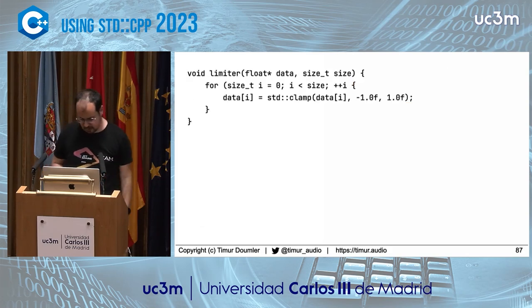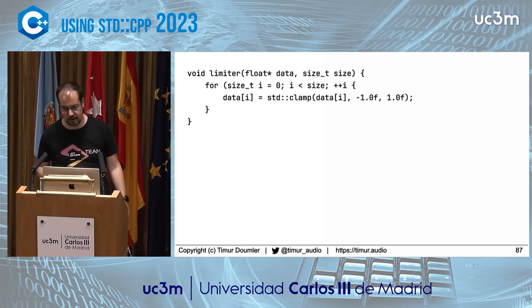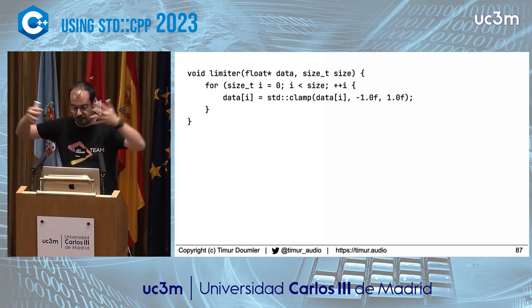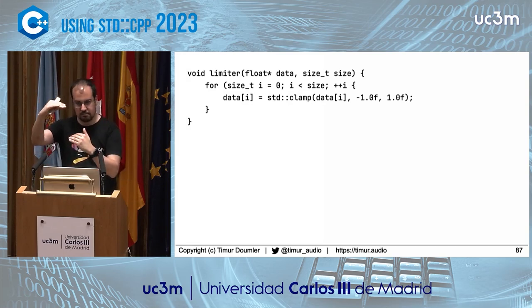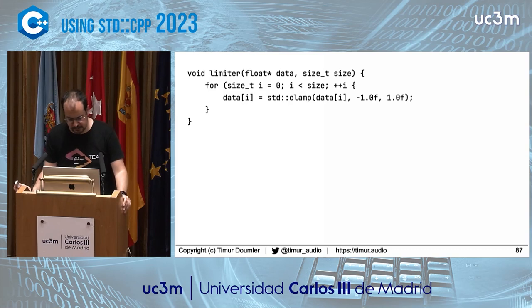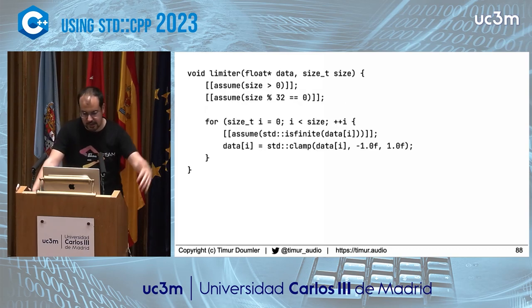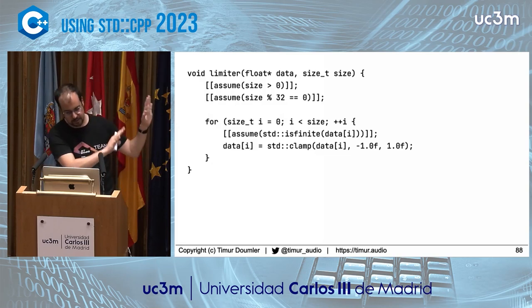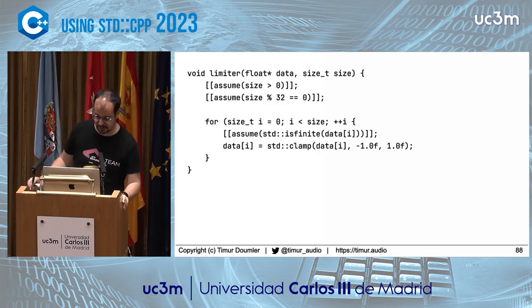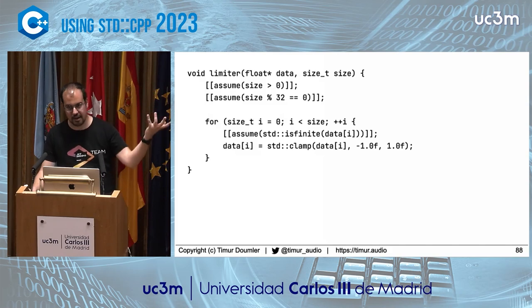Here's a real world example of this, again from audio. You have an audio signal, which is basically just an array of floats. And you want to clamp all of these floats to numbers between -1 and 1. It's a common operation. But then you can inject certain assumptions there. I'm giving a pointer and a size, like this old school API. Don't do this, use span if you can, but some APIs just work like this, unfortunately.